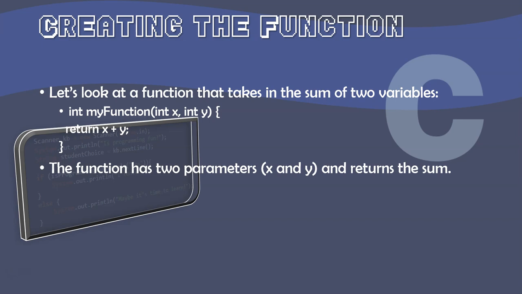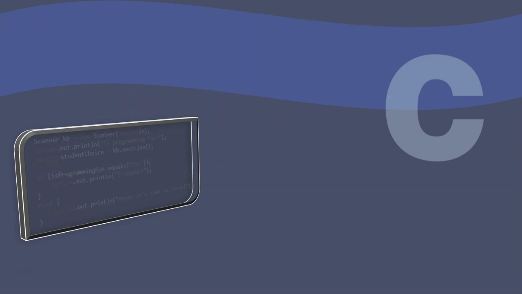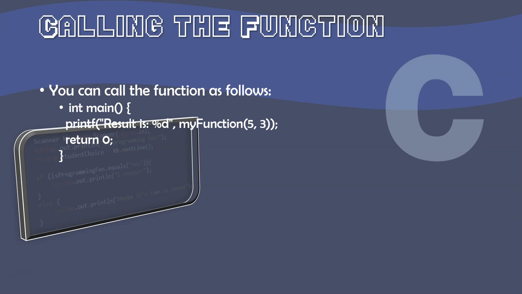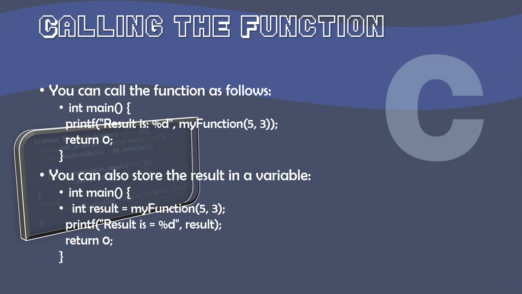It's not really complex, and in fact, if we take this a little bit more, let's call this function now. Well, all we need to do is in our main, just invoke the name of that function and pass in valid parameters to it. So for example, if we want to put this inside of a print statement, as we see here, we can say the result is %d because it's an integer value being returned. And then we should say my function 5, 3. That would of course pass in the values of 5 and 3, and it would actually print out the value 8.